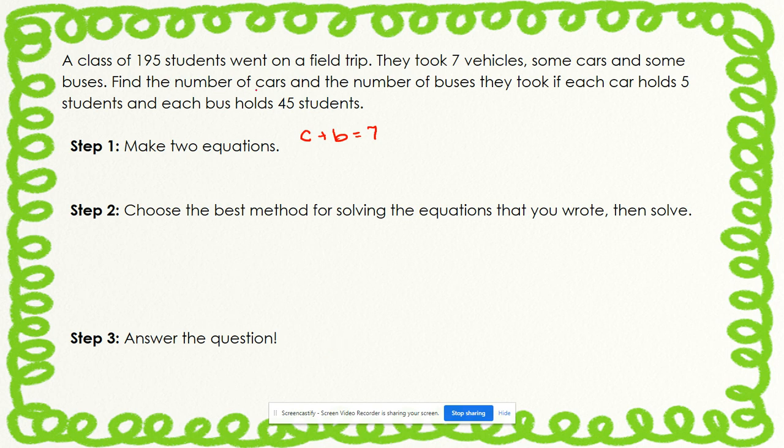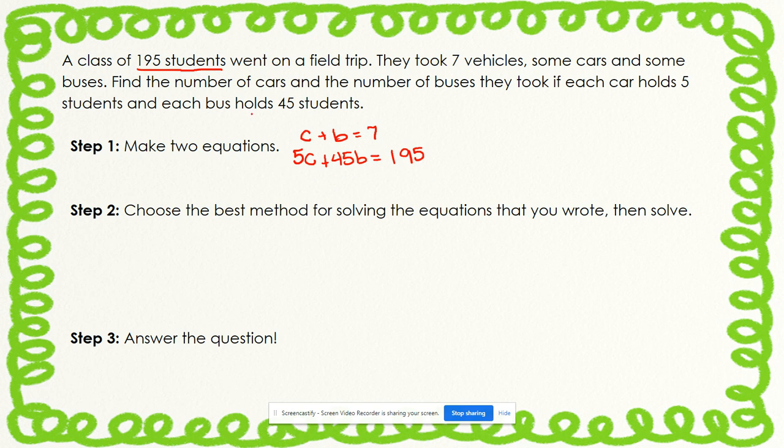Then it says, find the number of cars and the number of buses they took if each car holds 5 students and each bus holds 45 students. So if each car holds 5 students, then the cars are going to have 5 times however many cars. My buses are going to have 45 students times however many buses we have. And when I add up the number of students in the cars and the number of students in the buses, I know that there were 195 total students. So this equals 195. So now I have my system of equations.